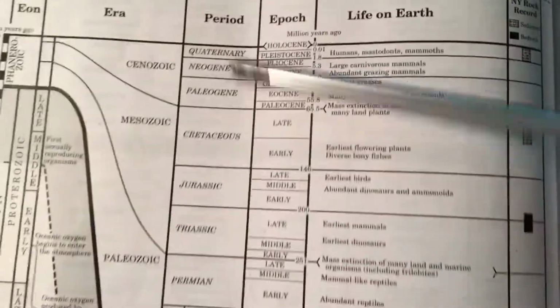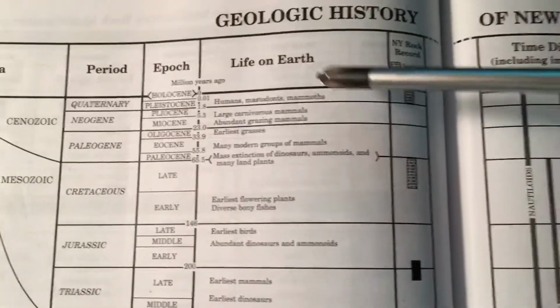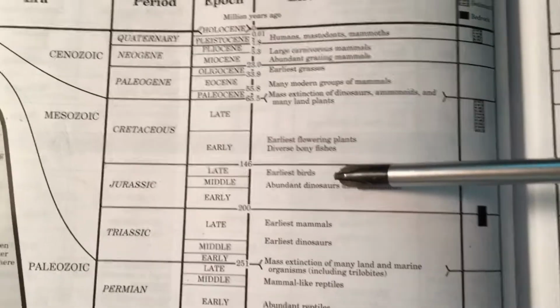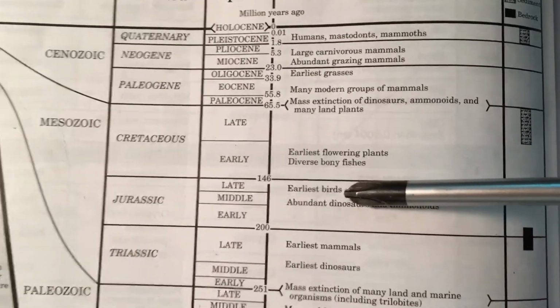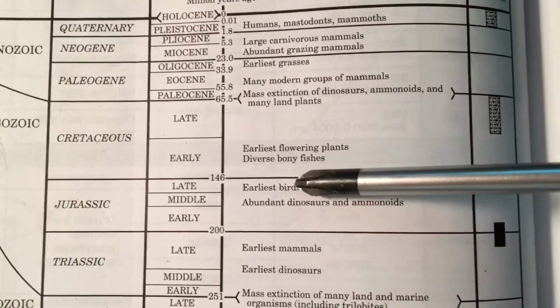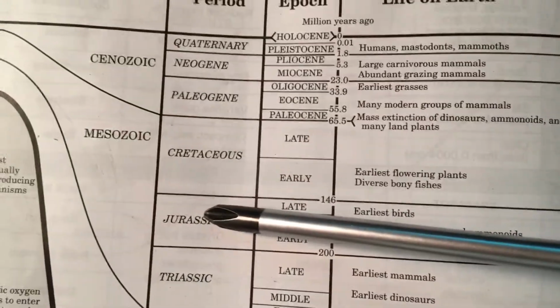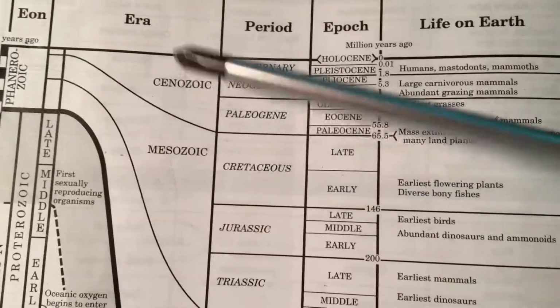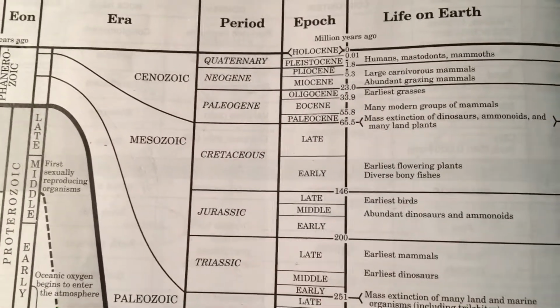I'll either ask about eras, which will be those, or periods, which will be those, and then I'll just go to an event. So let's say the quiz question may be, when did we have the earliest birds? You're going to search through the life thing for birds. There's earliest birds. Then you can tell me that that's either during the Jurassic period, if I ask for a period, or the Mesozoic era, if I ask for era.